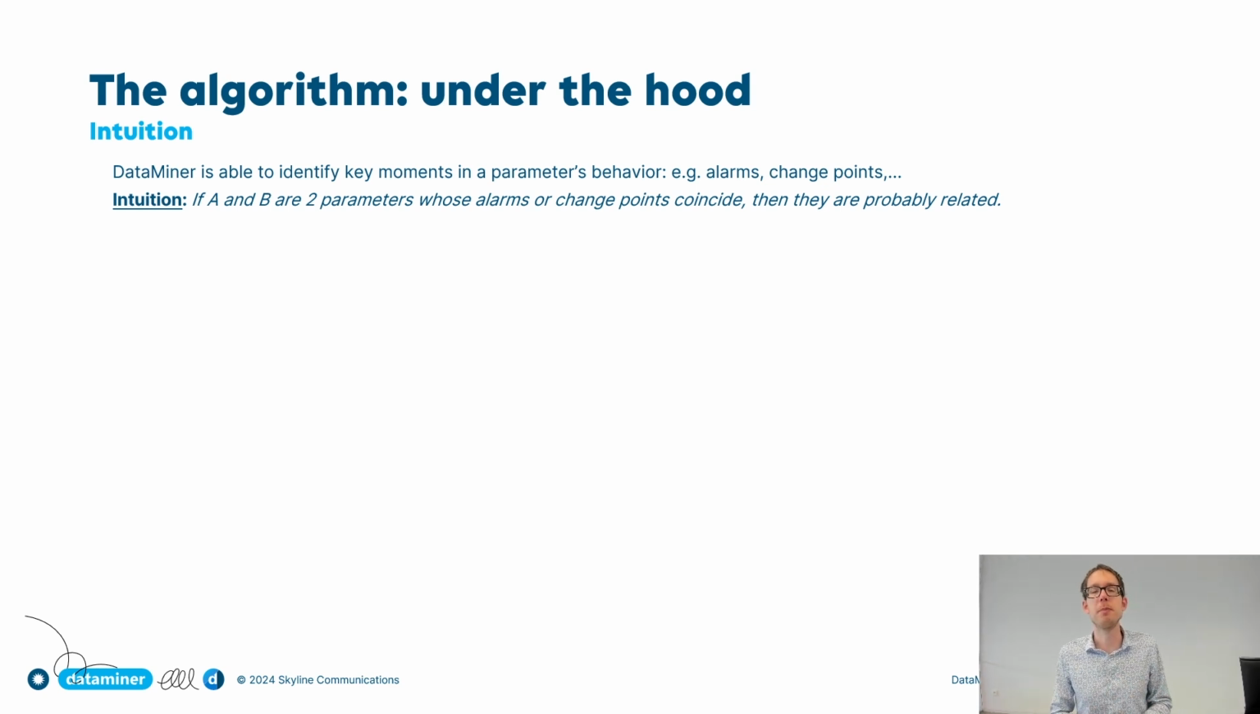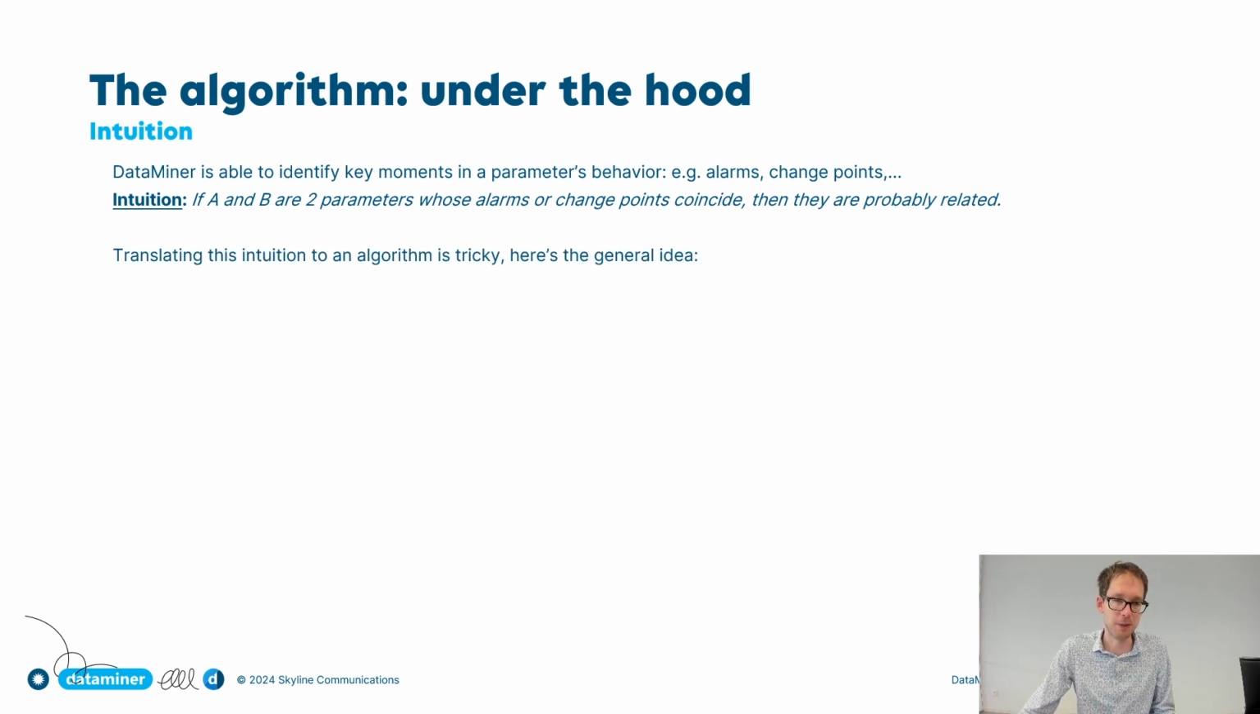Now, what do we mean with behaving strangely? Well, we have an anomaly detection algorithm that Tobe has been talking about in this course. So we can say that when a parameter changes behavior, that's a case where we talk about strange behavior. We can also talk about alarms. We can say that parameters are related to each other if their alarms coincide, right? Now, that's a very simple intuition, but how do we do this mathematically?